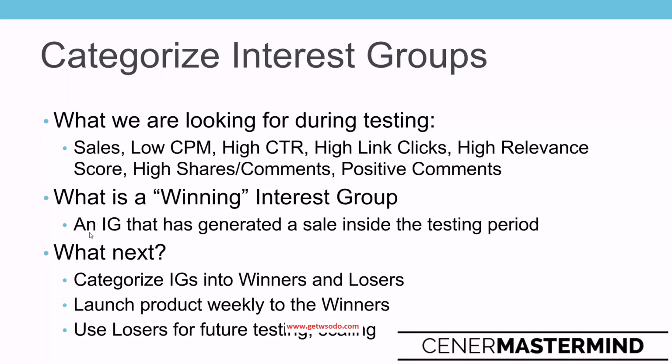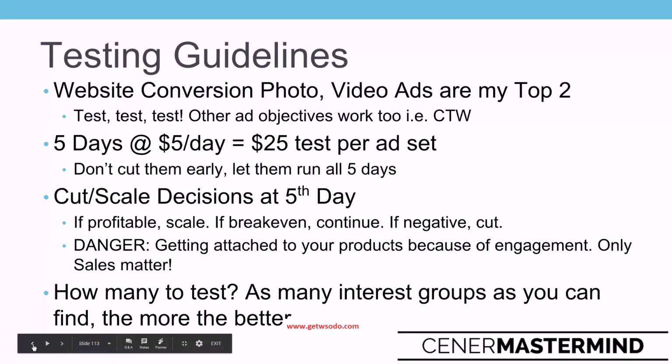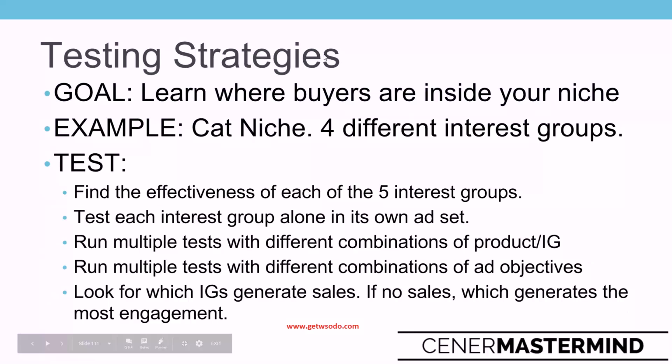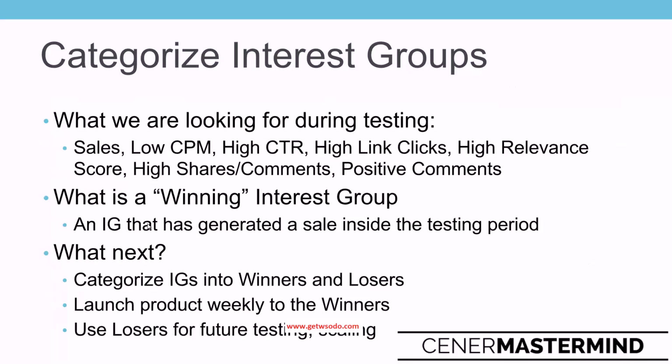Why is that? Well, remember what our goal was a couple slides back. Learn where the buyers are inside your niche. Right, that is the #1 goal. So a winning interest group is simply an interest group that has generated a sale. Okay, so what do you do next? Well, you need to categorize your interest groups into winners and losers, and every single week you're going to launch a new product to your winners.